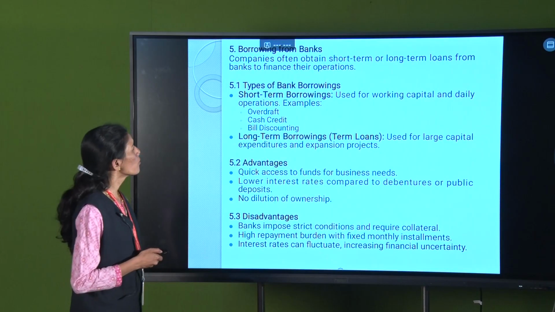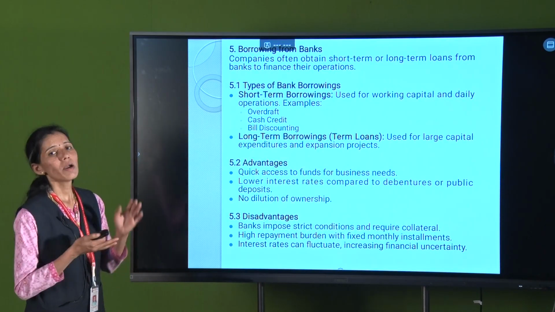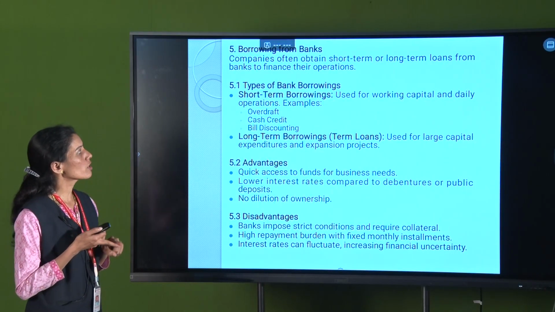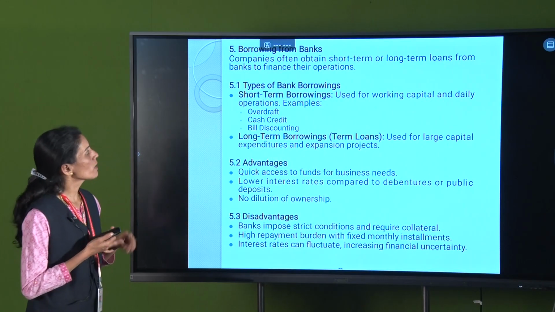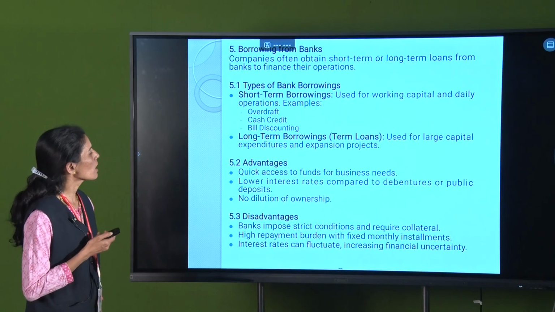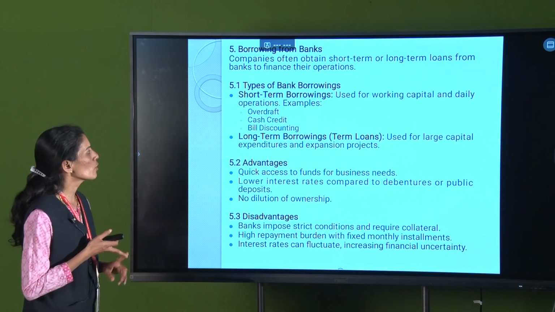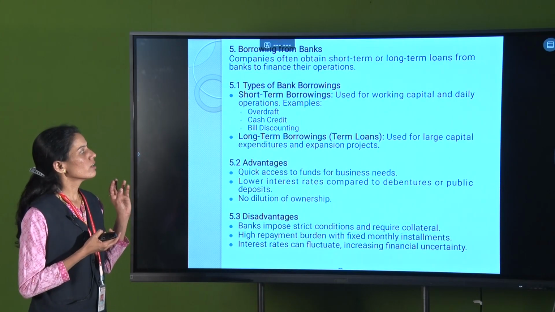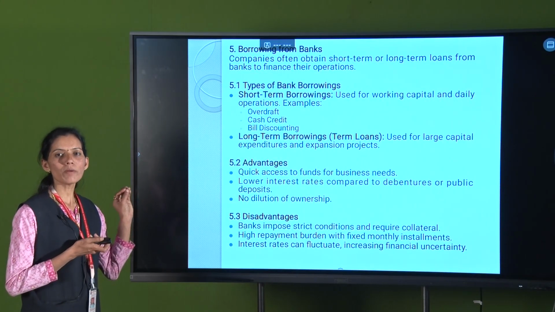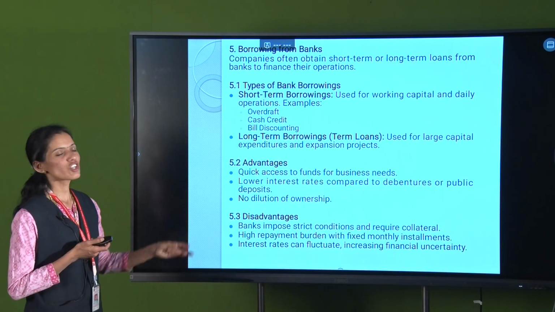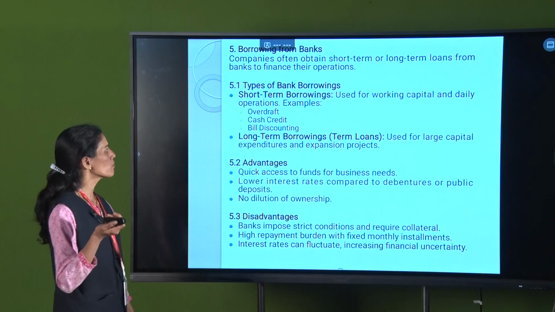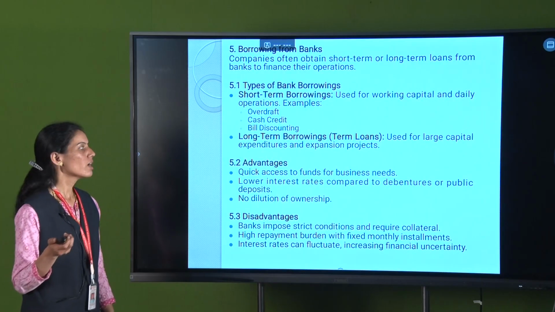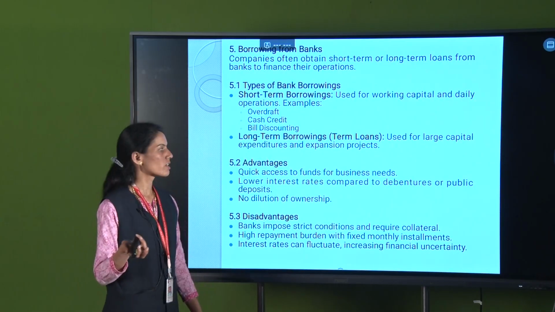After that, the fifth one is borrowing from bank. What is meant by borrowing from bank? Banks provide loans to customers or individuals, for a short term or a long term, to finance their operations. The types of bank borrowing: one is short-term bank borrowing and the second one is long-term bank borrowing. Short-term bank borrowing is used for daily operations or working capital. In that, cash credit, bill discounting and bank overdraft are examples. After that, long-term borrowing is used for large capital expenditure and the expansion of projects.